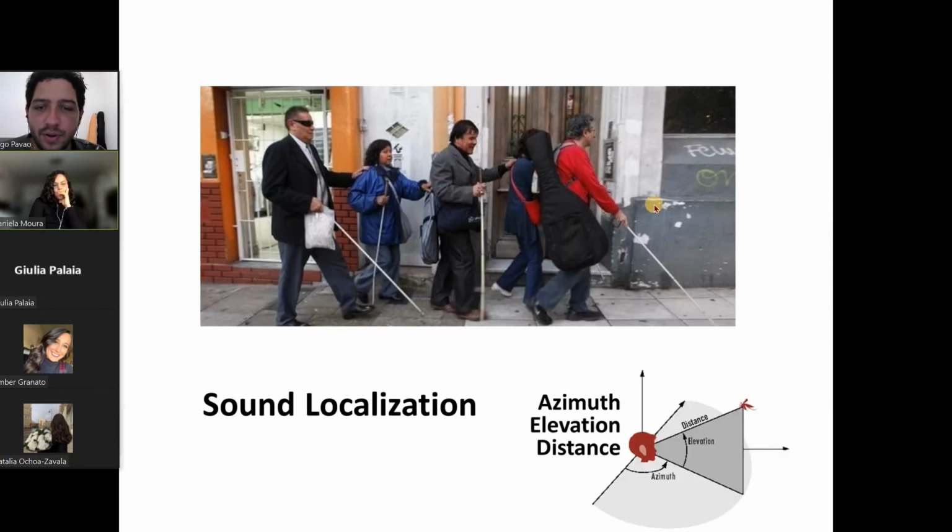I have some other work in progress dealing with people who have impaired vision, the blind people, and they are really the owls of the human world. They have very good azimuth estimation, very good distance estimation, but unfortunately very bad elevation. This is something that not many people know. Elevation cannot be very hardwired. It's very dependent on the morphology of your ears.